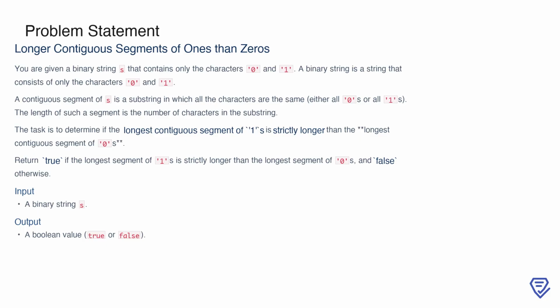characters 0 and 1. A key concept here is a contiguous segment, which is a substring of S where all characters are identical, either all 0s or all 1s. The length of such a segment is simply the number of characters it contains.